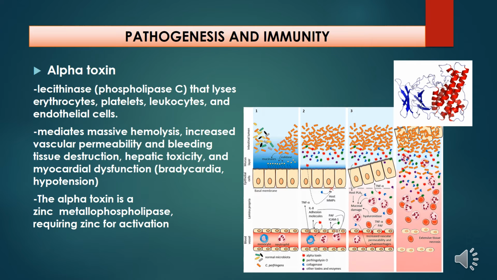Let's take a look into the alpha toxin. So alpha toxin is responsible for gas gangrene and myonecrosis in infected tissues. The toxin also possesses hemolytic activity and has been shown to be the key virulence factor in infection with Clostridium perfringens. The bacterium is unable to cause a disease without this toxin. And the alpha toxin is a zinc metallo phospholipase requiring zinc for activation. So first, the toxin binds to a binding site on the cell surface.